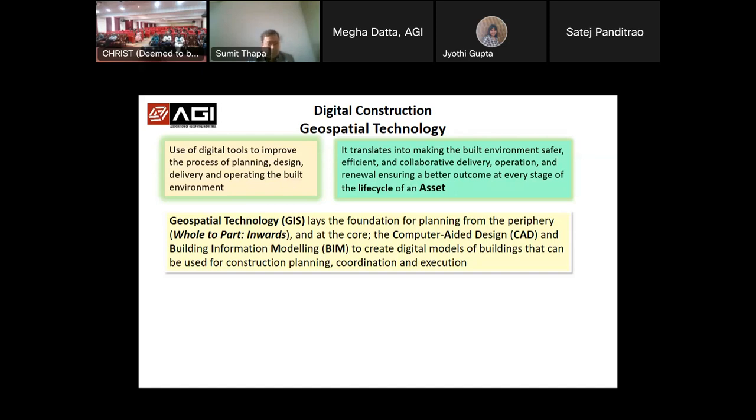So GIS, what we call the geographic information system, comes from the top. It starts from the periphery, then goes to the individual level, to what we call planners. Many of you may be in the process of urban planning, regional planning, country planning or campus planning, as an architect, and on the other side, civil engineers on the infrastructure side. And then coming to the entire design part of it, computer-aided design software, CAD drawings.